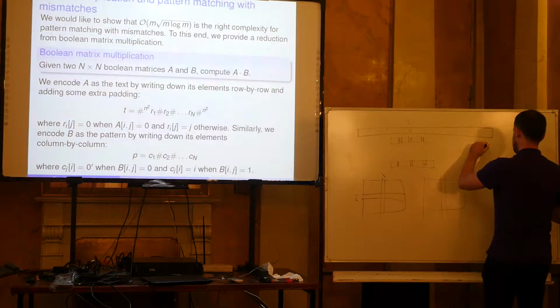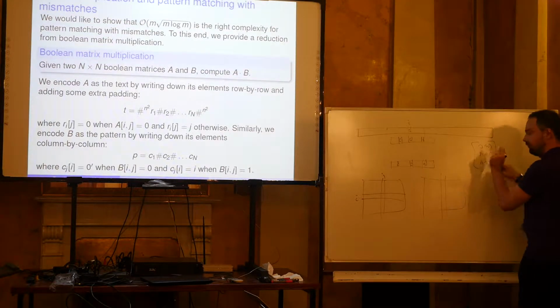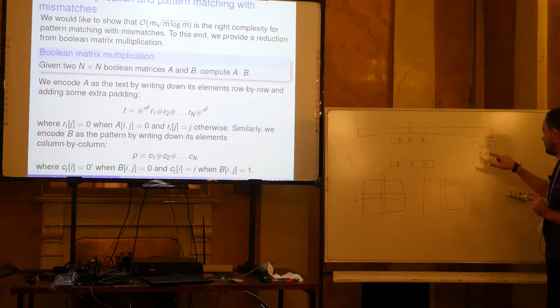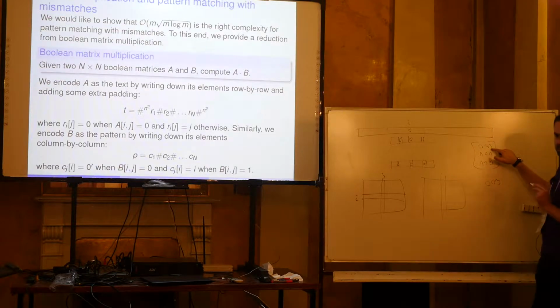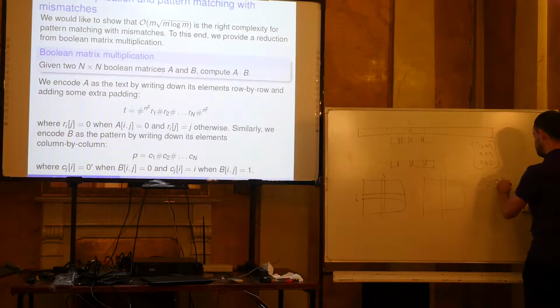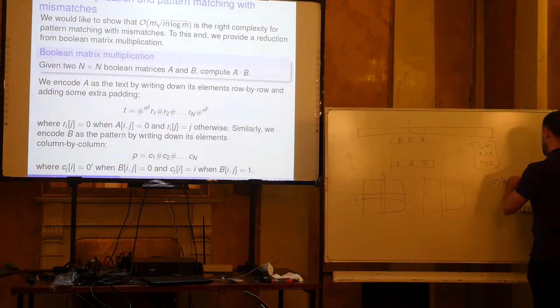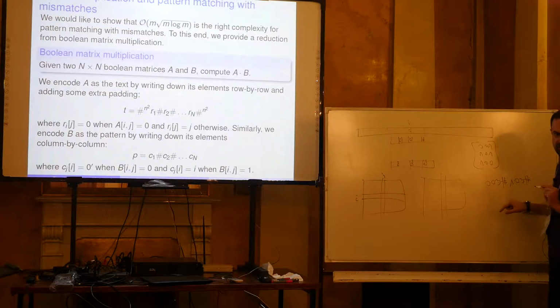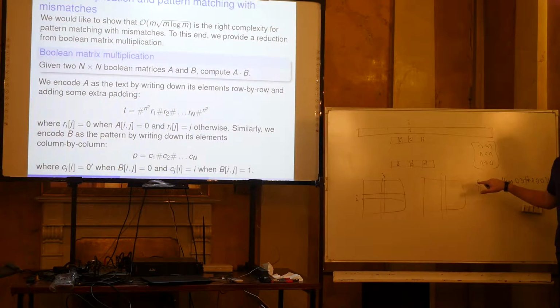I should do a small example. I'm not sure if it's a good example, but if my A is something like that, then for the first row, I will output 0, 0, 3. Then I put the separator. Then I have the second row, so I output 1, 0, 3 again, and separator. And then I output 1, 0, 0, and a bunch of separators in the beginning and in the end. Okay, that's what I do for A.